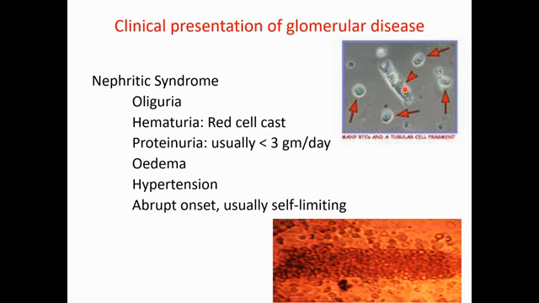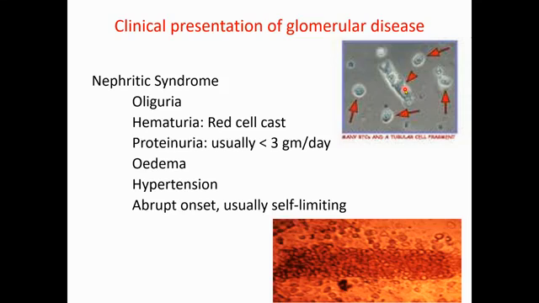When we examine the urine, there are red cell casts. There is proteinuria, but the proteinuria is usually mild, less than 3 gram per day, and mild to moderate edema is present. The patient is hypertensive. Almost all the patients are hypertensive. It has an abrupt, sudden onset and is usually self-limiting. After a few days it disappears, and the disease process usually becomes normal.